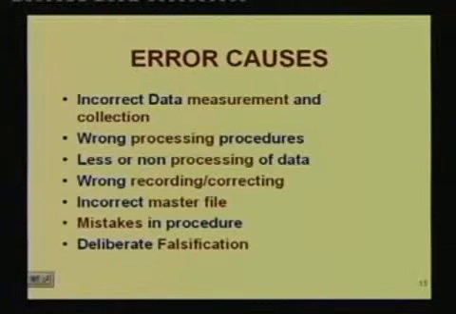Then incorrect master files, mistakes in procedures, but finally deliberate falsification. This is also a very important security matter. Sometimes we have people who falsify very deliberately. That's why there should be controls and checks, security measures, so that it doesn't happen. Sometimes we resort to double entry of information. Sometimes once you have entered the data, you cannot go back to it. If somebody has to check, the person who enters and the person who checks the data should be two different persons. All these are very important from the control and security point of view of information.